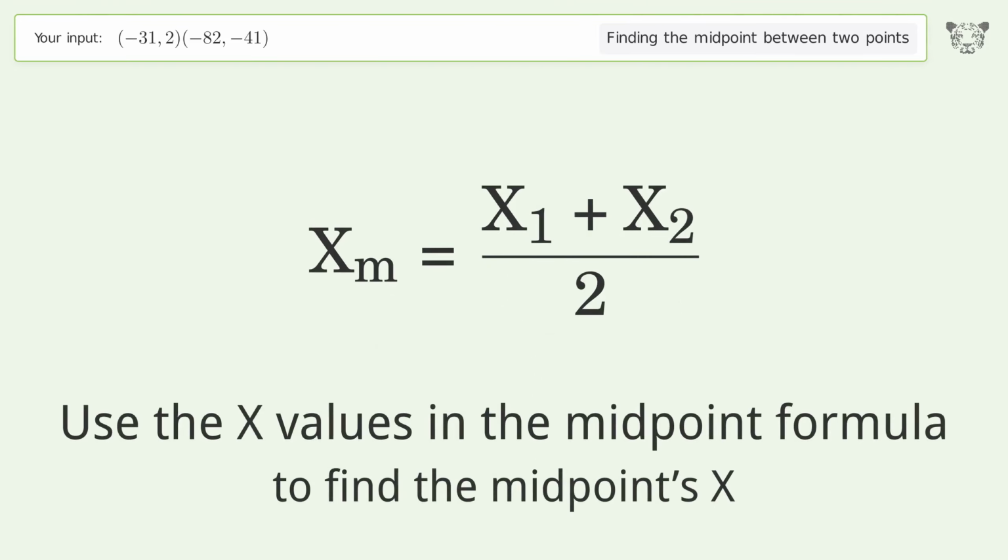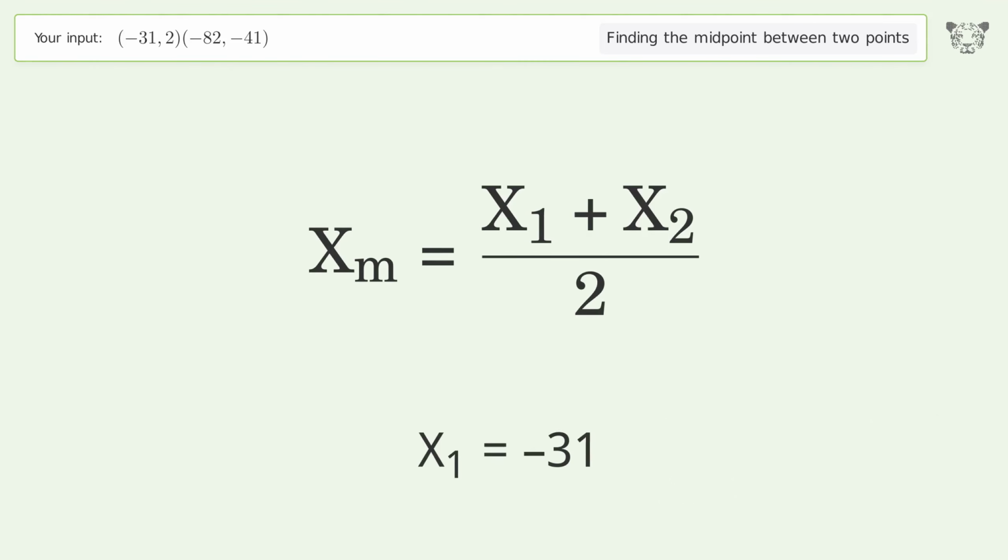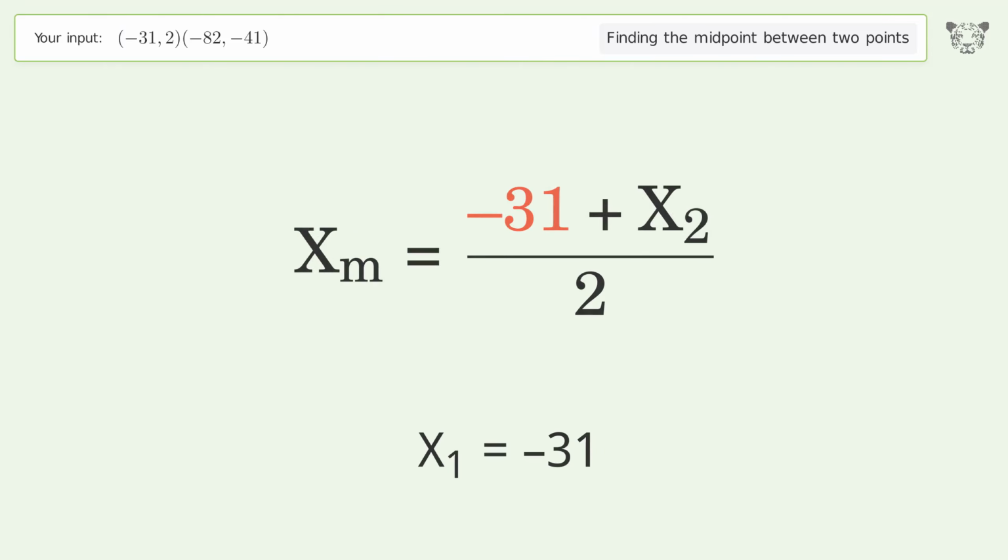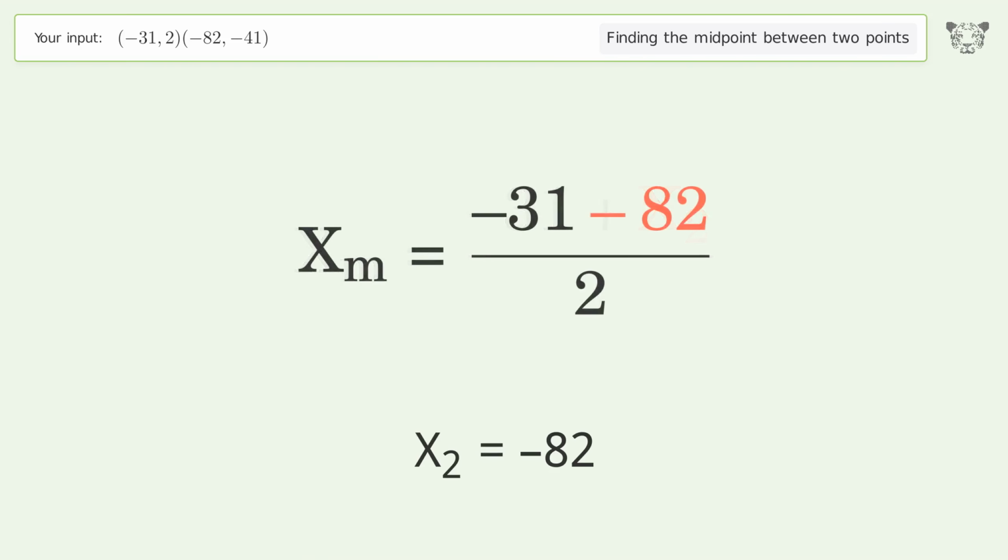Use the x values in the midpoint formula to find the midpoint's x. x1 equals negative 31. x2 equals negative 82. Simplify the arithmetic.